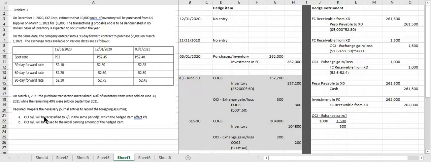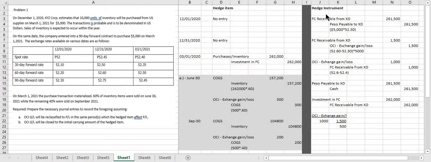Ayan. The second one naman is you adjust the carrying amount. Okay? You close the balance of the OCI by adjusting the initial carrying amount of the hedged item, the inventory in this case. Now, let's prepare the journal entries. Okay? For the hedged item, wala tayong entry for December 1, 2020 dahil nga wala pa tayong recognized liability in this case. Kasi the transaction has not yet occurred.